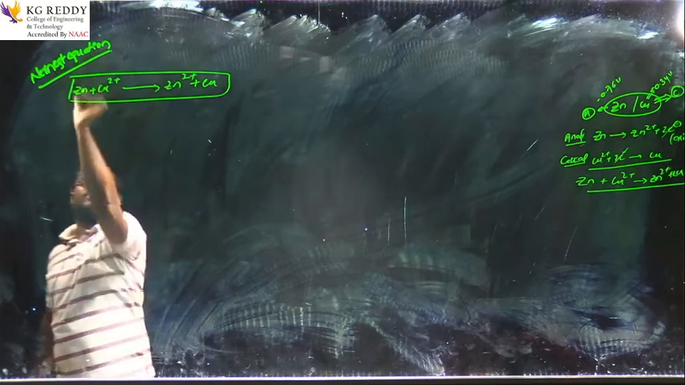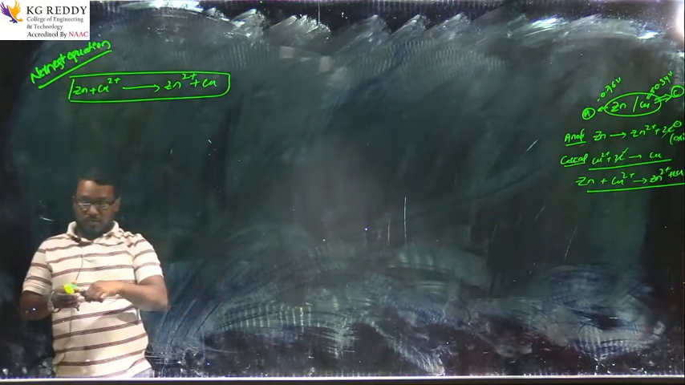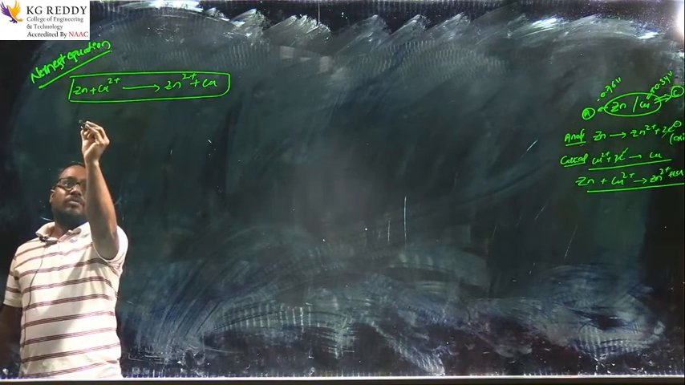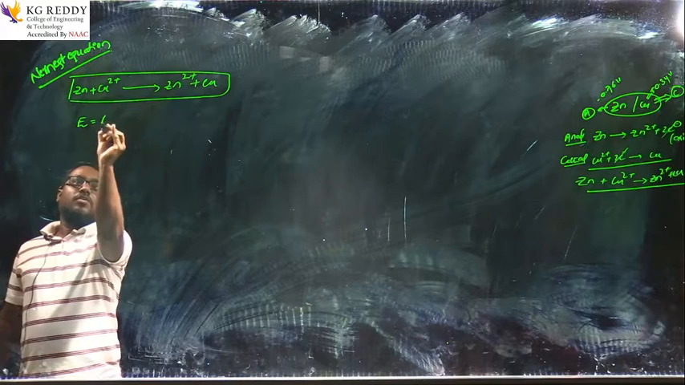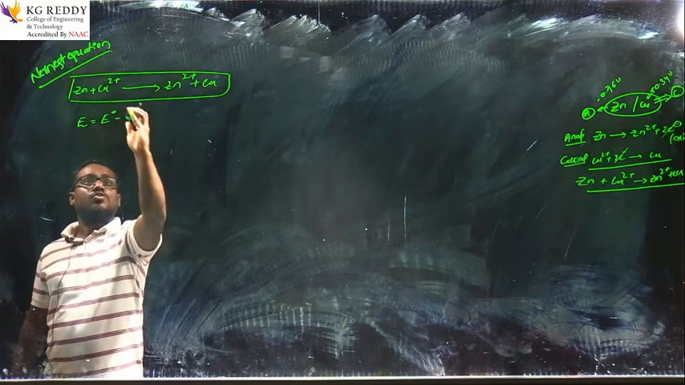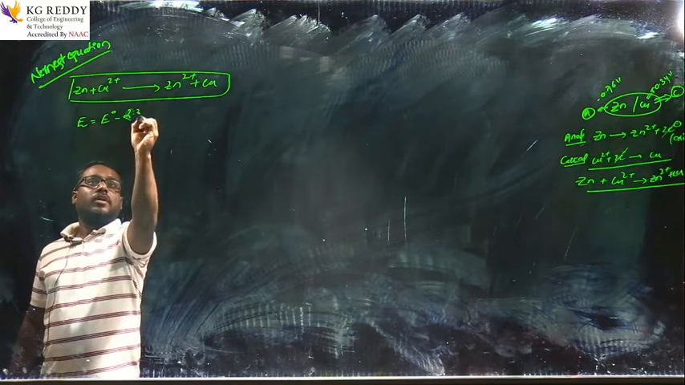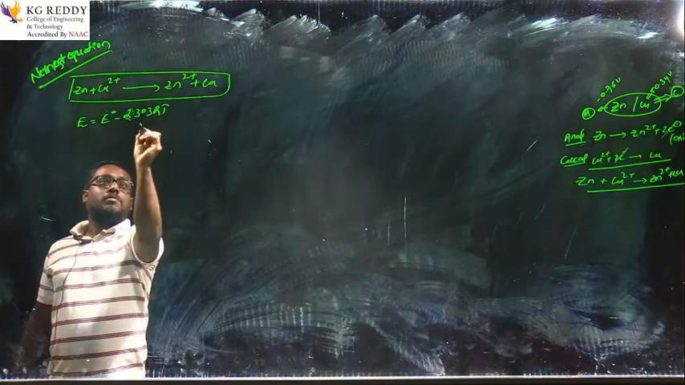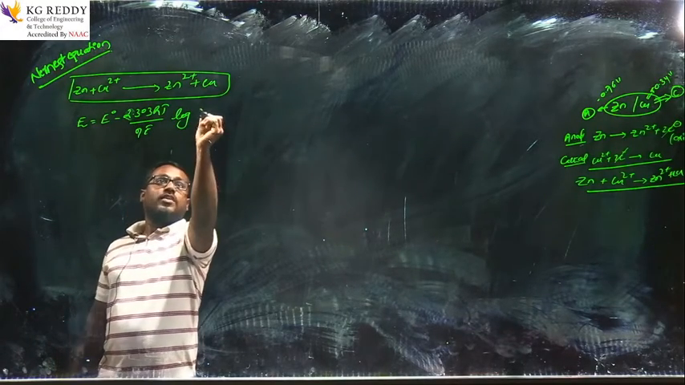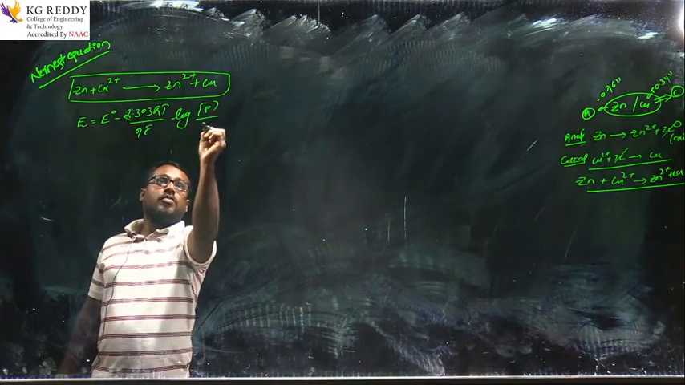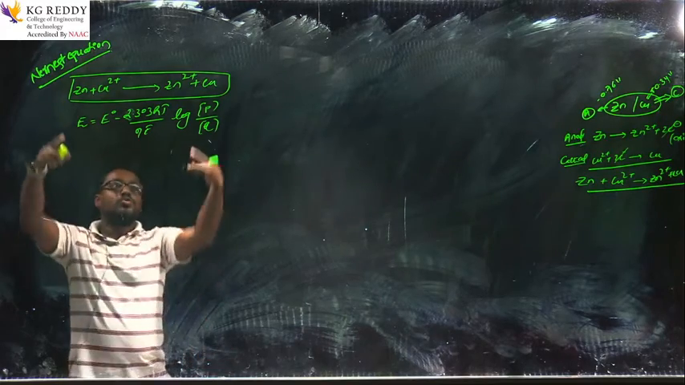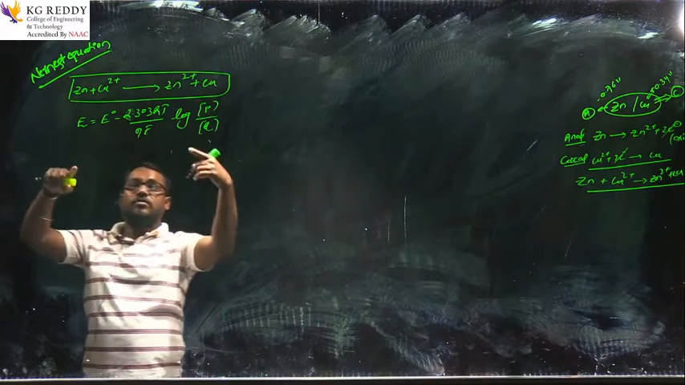By using this reaction, we need to write the Nernst equation. What is the Nernst equation? We have a mathematical equation, that is E equals E naught minus 2.303 RT by nF, log of concentration of product by concentration of reactant. That is called as what? It is the Nernst equation.